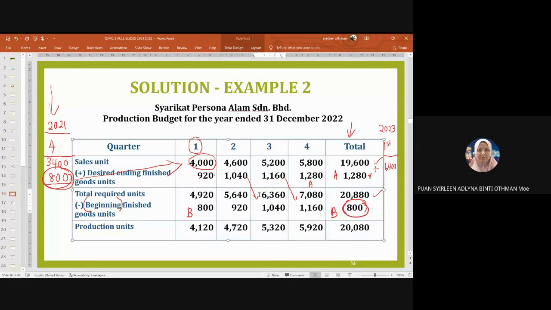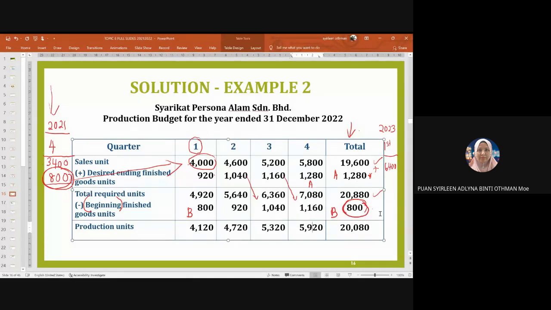The third column 6,360 minus 1,040. So the production unit kita akan dapat 5,320. Okay, the final quarter kita punya require unit ialah 7,080. Require unit, that means unit yang kita perlukan. Tapi sebab kita ada beginning inventory sebanyak 1,660, so untuk kuarter keempat tu saya hanya perlu produce 5,920. Itu maksud yang kita nak sampaikan dalam bajet ni.